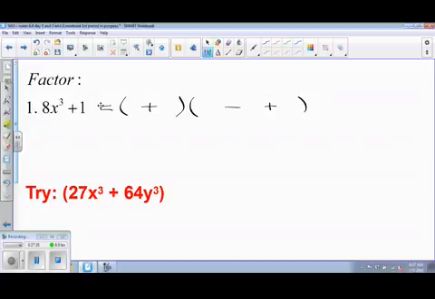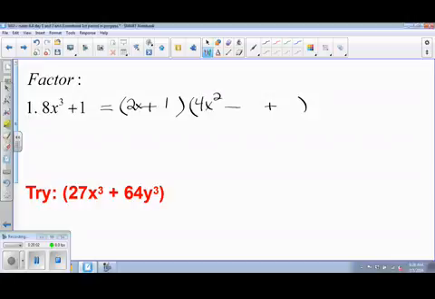In the binomial, cube root and cube root. 2x and 1. Because the cube root of 1 is 1, because 1 times 1 times 1 is 1. 1 to the third power is 1. Now, I'm done with this, right? So now we're going to do square multiply square. Square the first term. 4x squared.